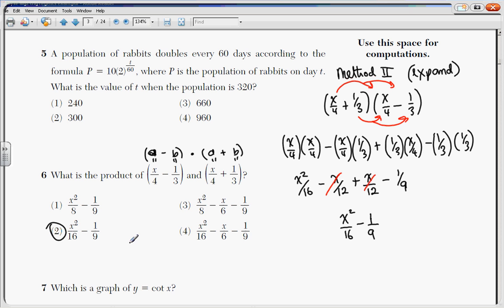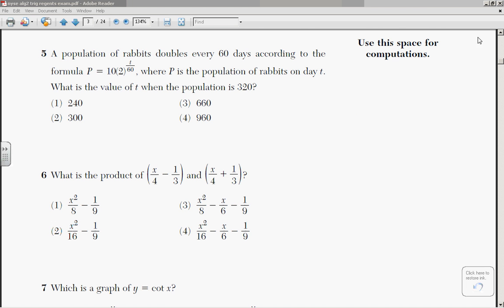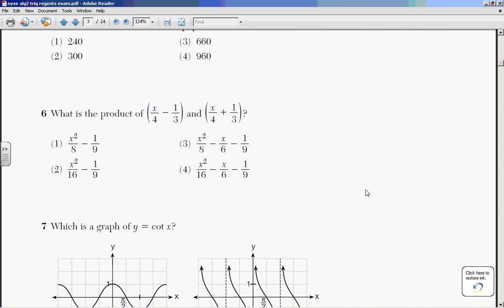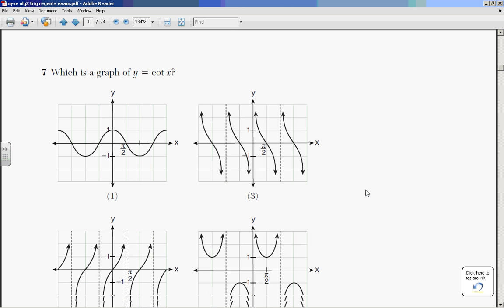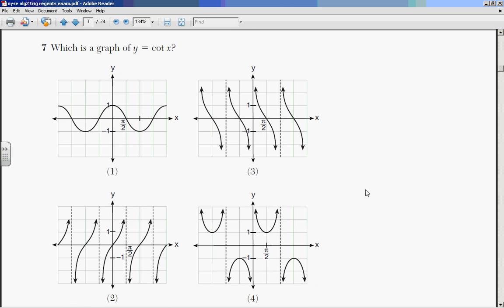Well, that's what we had before, so our answer is 2. Okay? Alright. Now let's move along to question number 7. It says, which of the following is a graph of y equals cotangent x? Now this one, if you have your graphs memorized, you automatically know that option 3 is the answer.